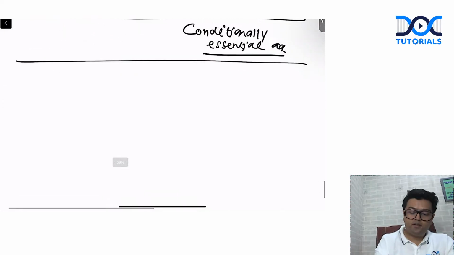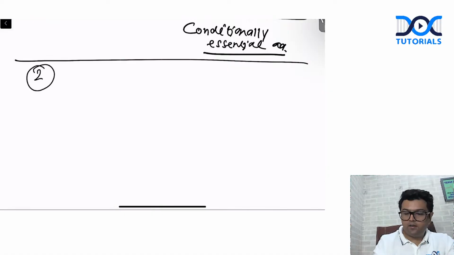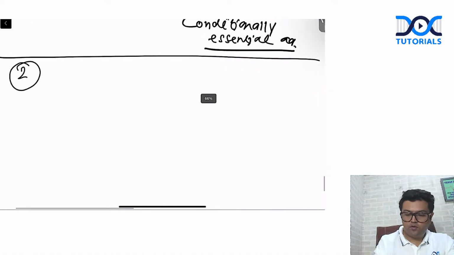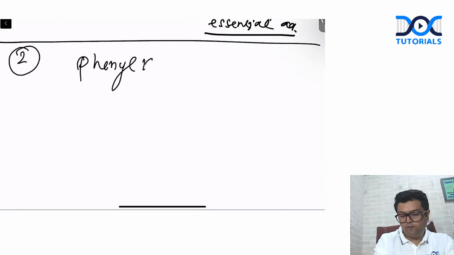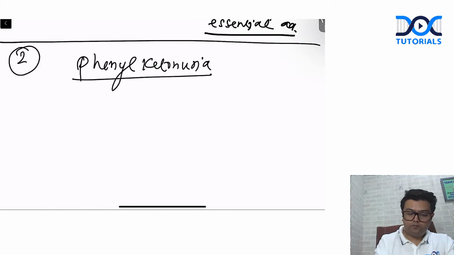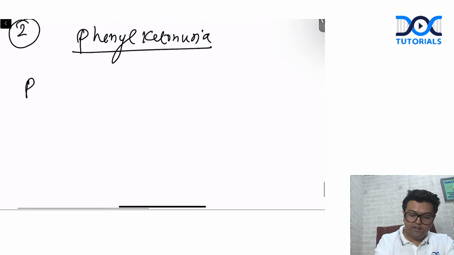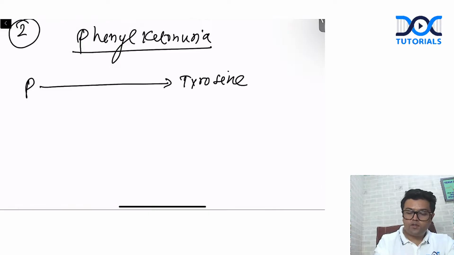Then, guys, what is the other disease that we should know in biochemistry exams? We should know about the disease called phenylketonuria. So guys, what happens in this disease? We take phenylalanine, this converts into tyrosine. So what's the name of the enzyme? Phenylalanine hydroxylase, as we all know, right?